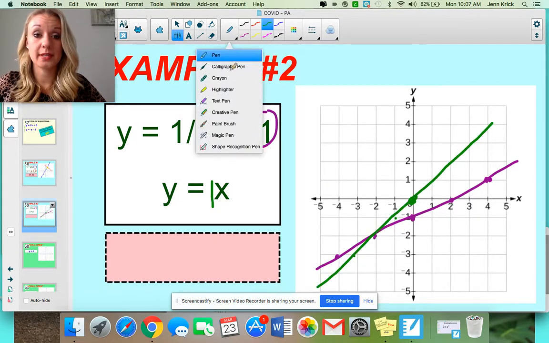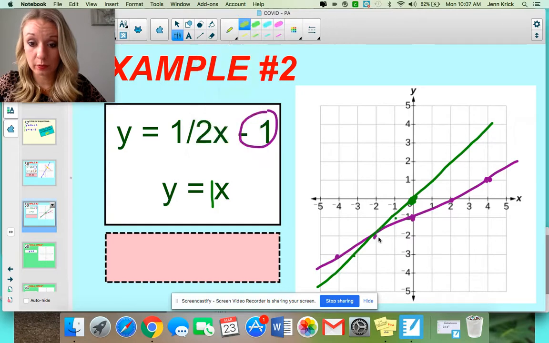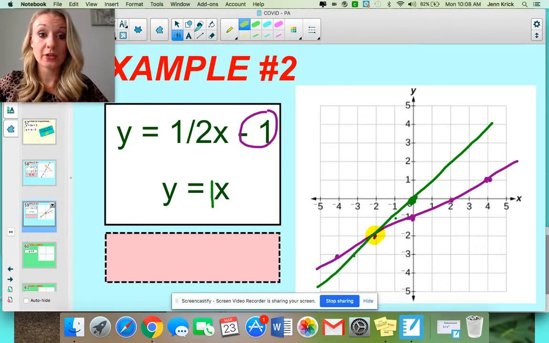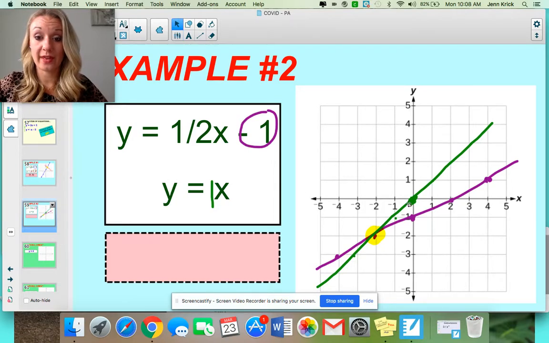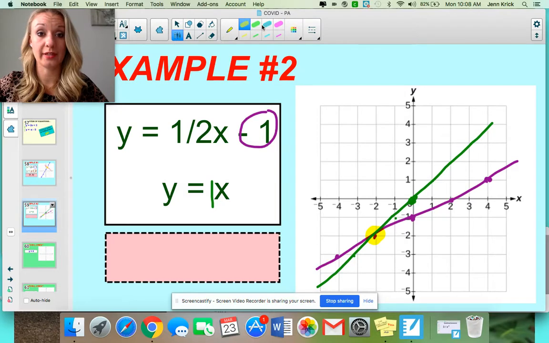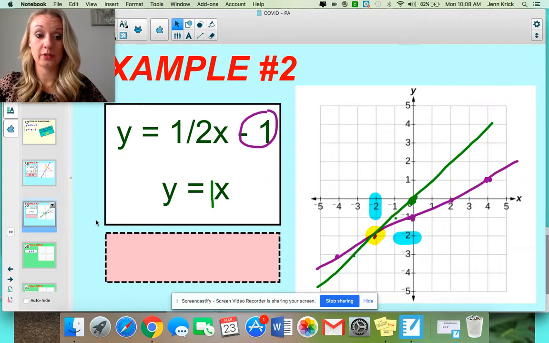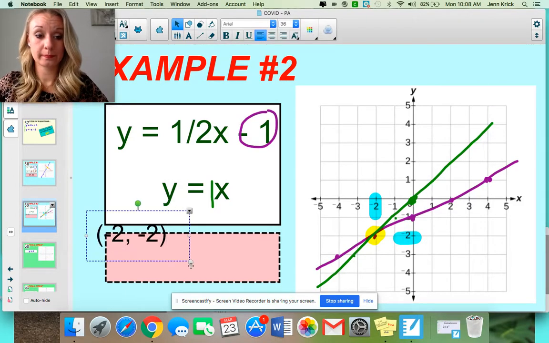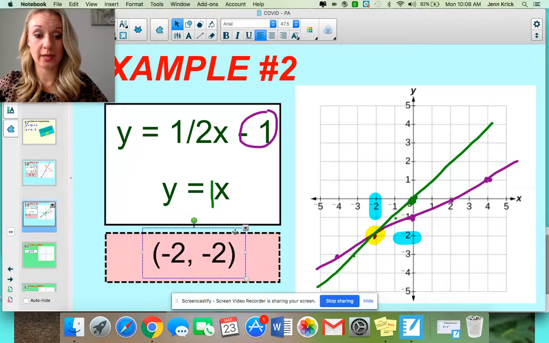So notice they cross right here. Okay, this is where they cross. That's their solution. So you need to identify that coordinate pair. So my x value will be -2, and I'll kind of show you with the highlighter how I'm doing this. My x value is -2. My y value is -2. So my answer would look like this. (-2, -2).